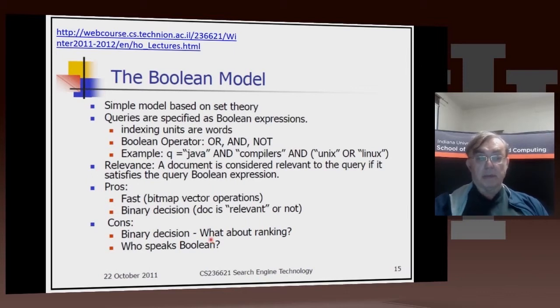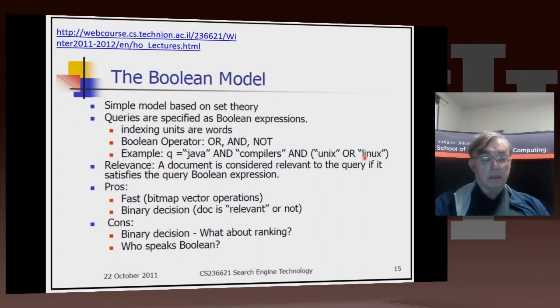And here's an example of a particular Boolean query. We want Java and compilers in the document, and we want it to be either Unix or Linux, so we do not get documents about Windows Java compilers. So this is a Boolean query, and the document is either relevant or irrelevant. And these are very fast operations. You have a very clean answer, yes or no.